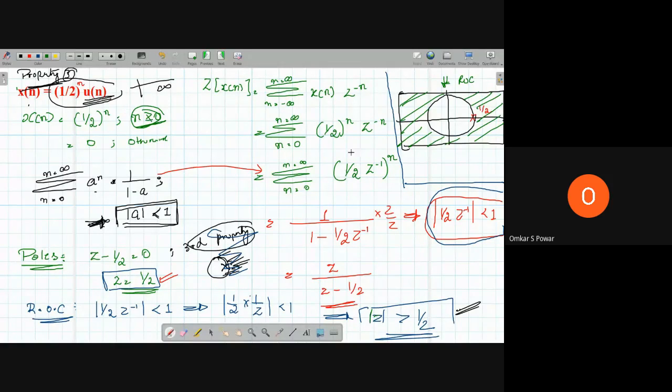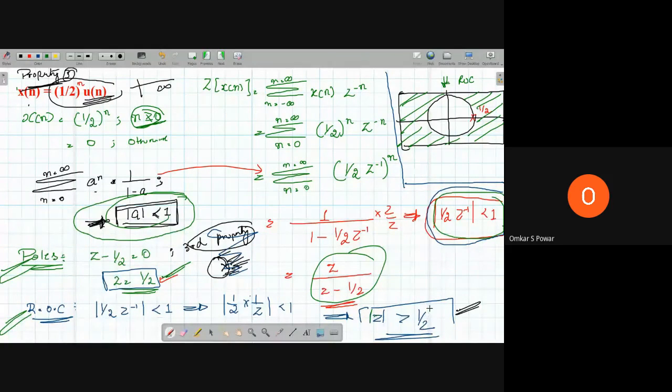Then half to the power of n. Then I have used the formula summation n varies from 0 to infinity a to the power of n is equal to 1 by 1 minus a, and I get my z. But there is a condition, a catch in the formula, if mod a is less than 1. Using that, we can plot our ROC. Poles: equating the denominator to 0, I got z is equal to half. To get the ROC, I make use of this condition mod a is lesser than 1. So mod half z to the power of minus 1 is less than 1. Then I get mod z is greater than half.